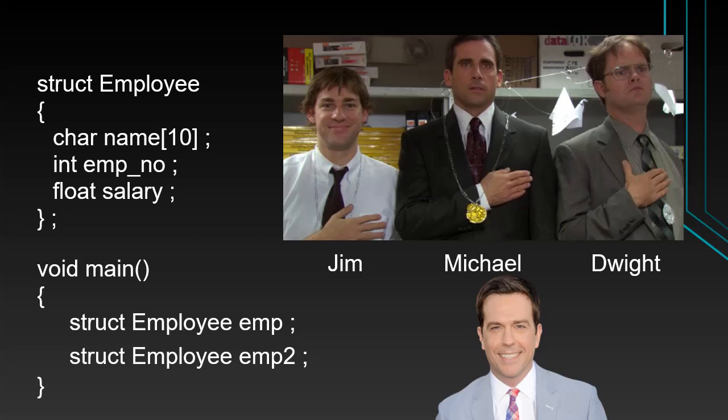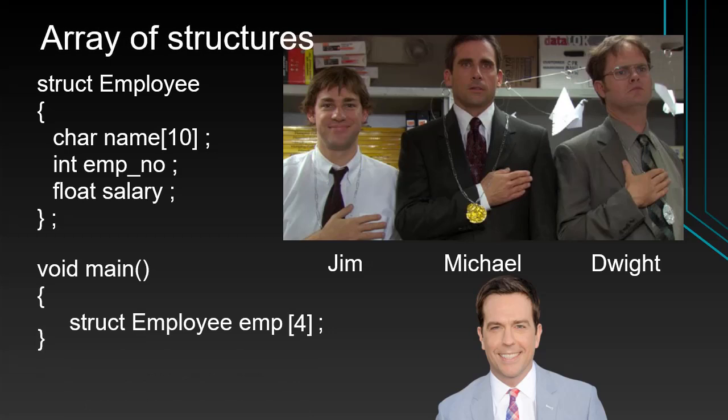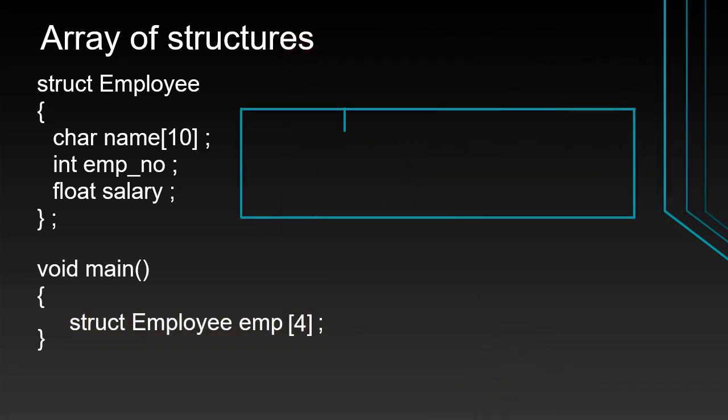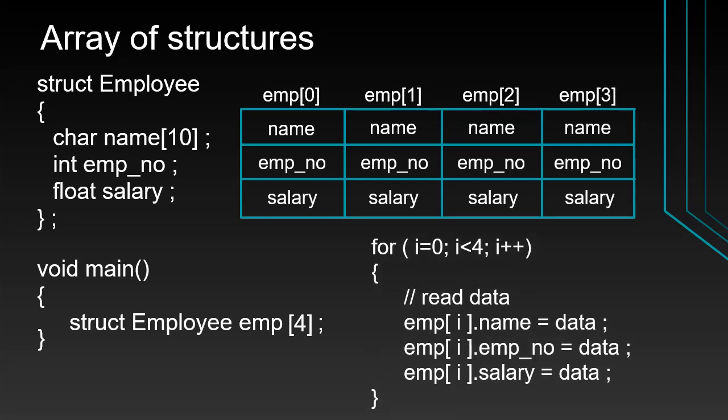The efficient way to tackle these kind of situations would be to use an array of structures. In this example, an array of struct employee data type is declared, and hence we can process more number of employees rather than a single employee. Now, an array of struct employee is created in the memory. Just like a normal array, we can access each of them with an index. For loop can be used to iterate through each index and read the data and display the data.